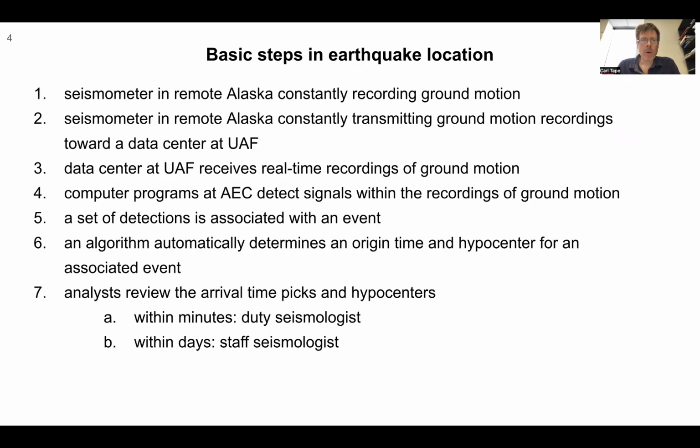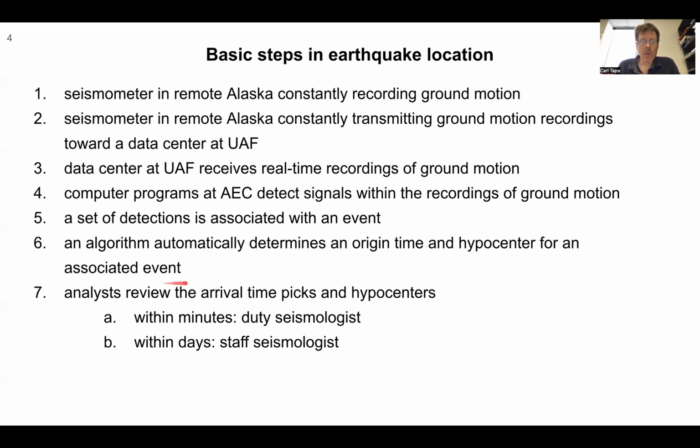Here are the basic steps in earthquake location. First, a seismometer in remote Alaska is constantly recording ground motion, always. These seismometers are also constantly transmitting ground motion recordings toward a data center at UAF. And this data center receives the real-time recordings of ground motion. Computer programs at the Alaska Earthquake Center detect signals within the recordings. A set of detections is associated with an event, or an earthquake, and an algorithm automatically determines an origin time, that is the time that the earthquake started, and a hypocenter for an associated event.